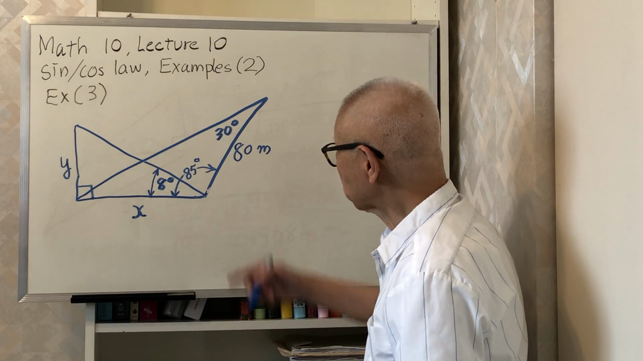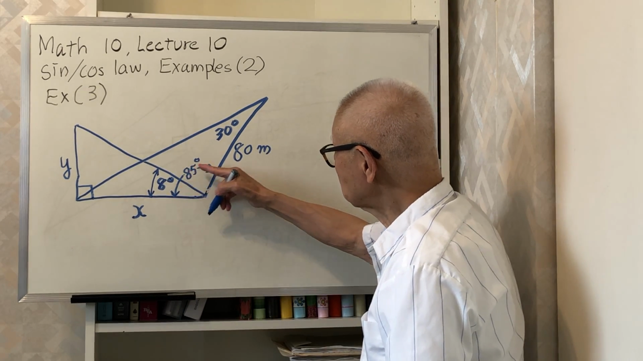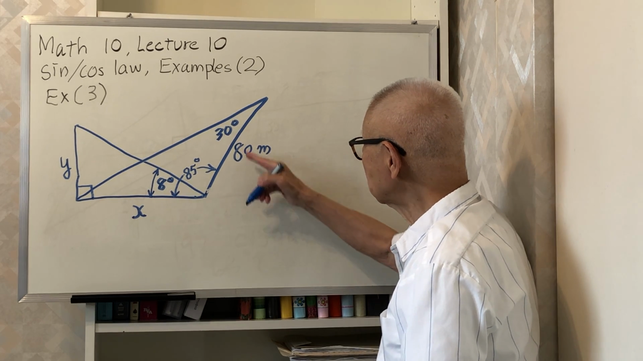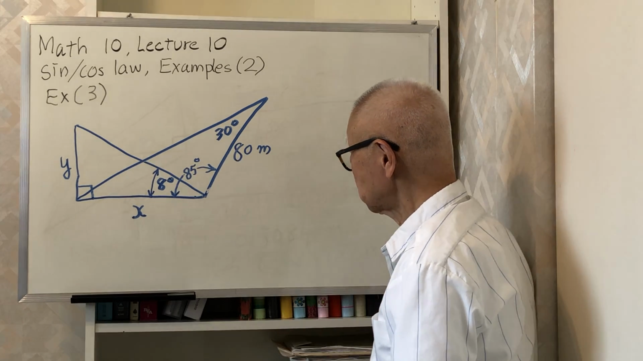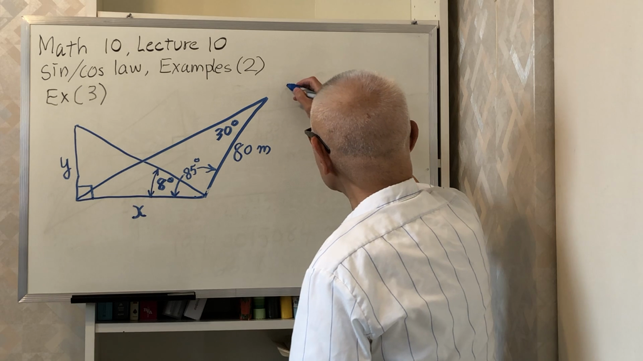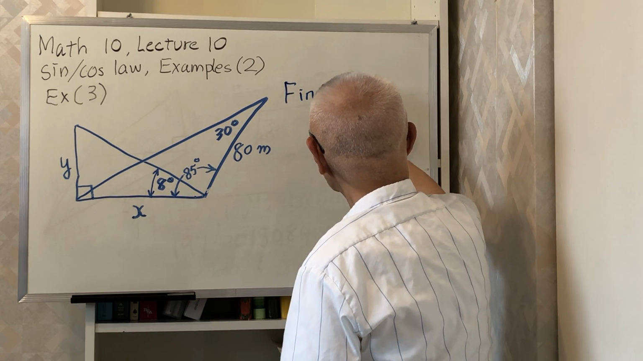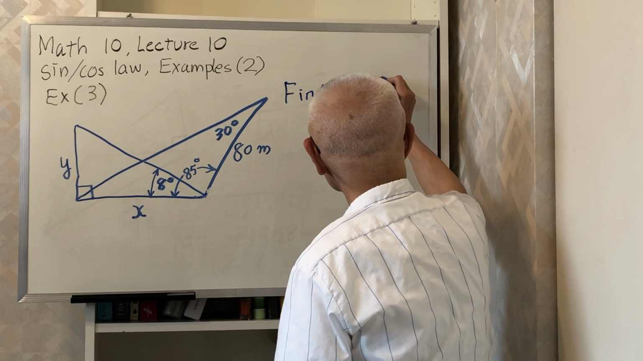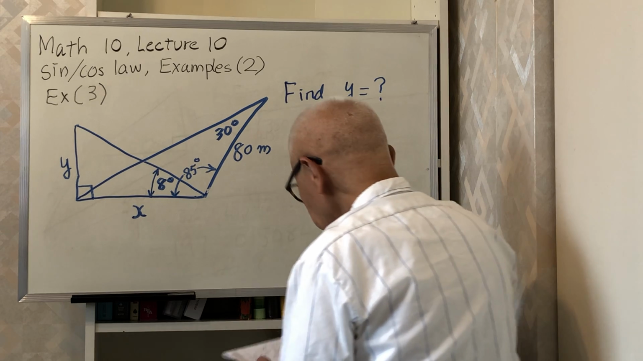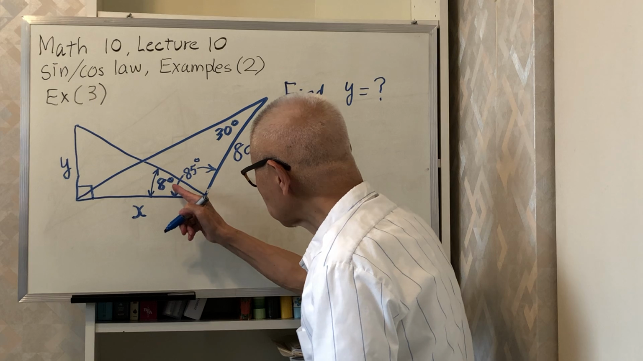I have another triangle which is not a right triangle. This angle is 85 degrees. I know this side is 80 meters. I know this angle is 30 degrees. I want to find y, just like what I did before. Y divided by x is tangent 8 degrees.